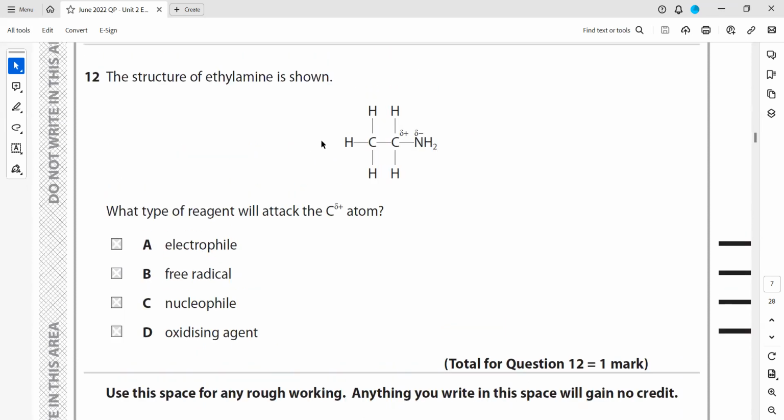What type of reagent will attack? So a nucleophile will attack, because nucleophile means nucleus loving. So the nucleophile will attack on the positive center. And if it was negative, then it would be an electrophile.